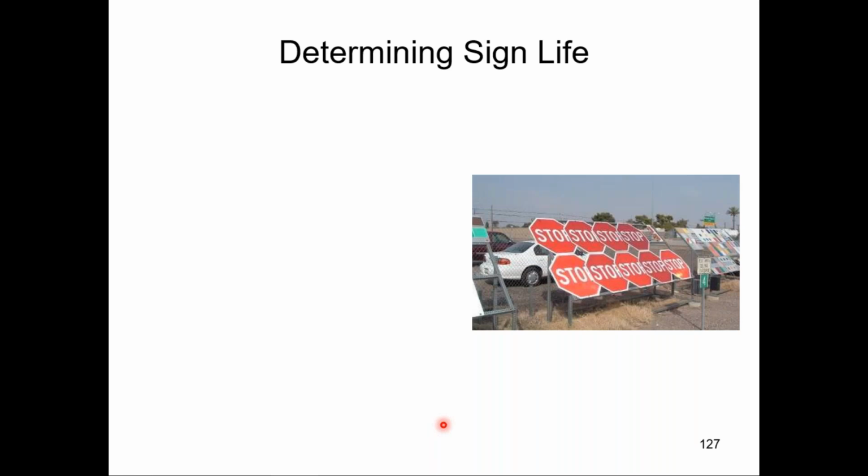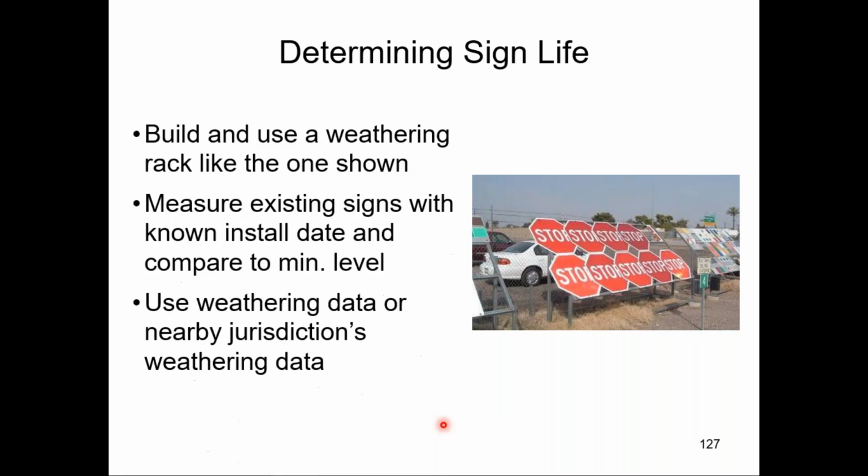And here you see, I guess this is a state DOT's sign rack where they have a variety of different signs and sheeting types arrayed there, and they have a retroreflectometer. So every year or even multiple months, they could check the retro value of these signs to determine when the sign has reached the end of its useful life, when the R value drops below the minimum. So larger agencies, as I say, can build and use a rack like you see there. Probably smaller agencies are not able to do that.